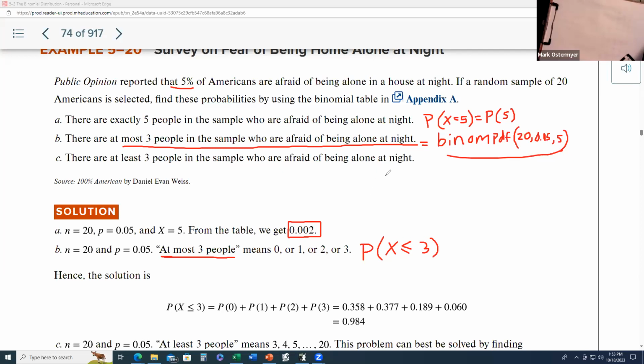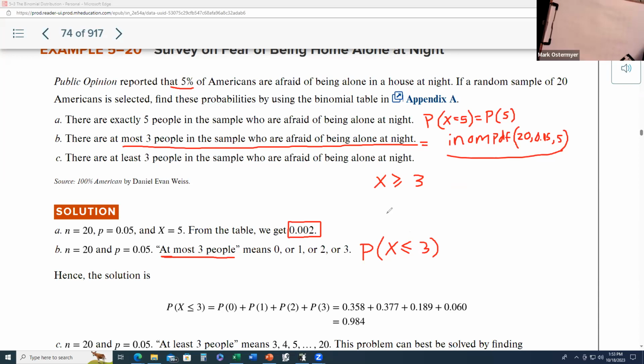What would at least 3 be? At least 3 would mean X is what? Less than 3. Do you agree? Wait, did I say at least 3? Wrong. That's not right. No, to say at least 3, ladies and gentlemen, at least 3 would mean that X would be what? Greater than or equal to 3. That means at least 3. So this is at least 3. This is at most 3.